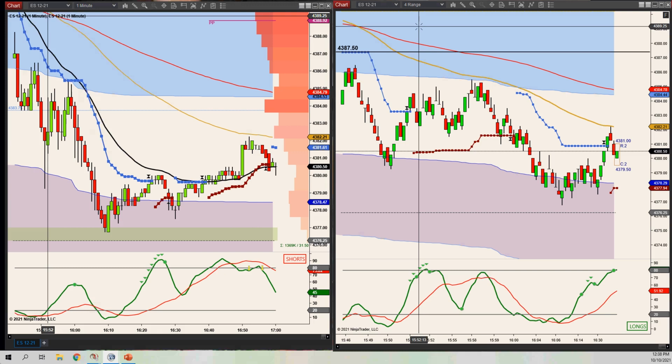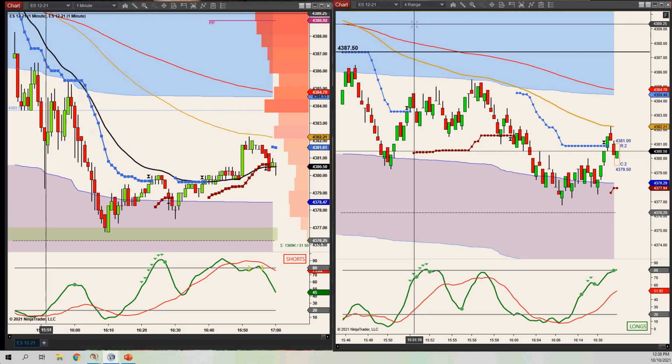So again, experiment, play with it, but definitely do it in sim or using the micros where you don't have a lot of money at risk, okay?